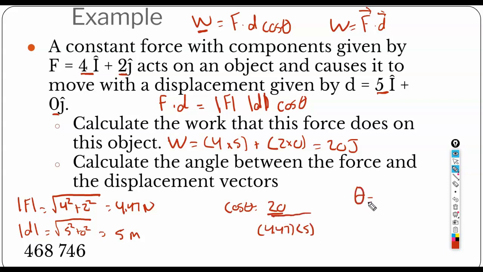And then I would just do the inverse cosine to get the angle. Okay, so pause it here. Try to see if you can do this calculation on your own, just to make sure you can type it into the calculator correctly.